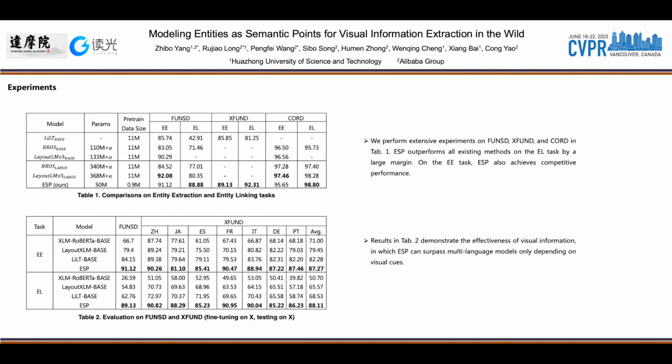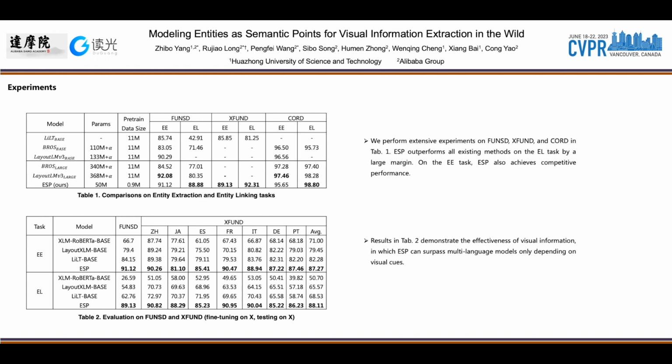We perform extensive experiments on FUNSD, XFUND, CORD and SIBR. ESP outperforms all existing methods on the entity linking task by a large margin. This proves that visual and geometric features can largely benefit entity linking prediction. On the entity extraction task, ESP also achieves competitive performance, with only 50 million parameters and 0.9 million training data. We argue that fine-grained visual cues, such as fonts, colors, positions and typographic information, are crucial for VIE.